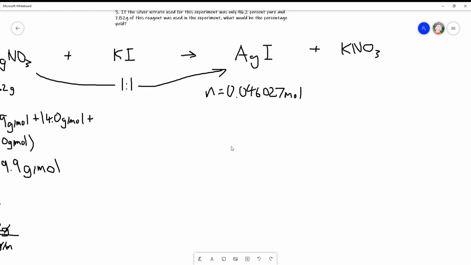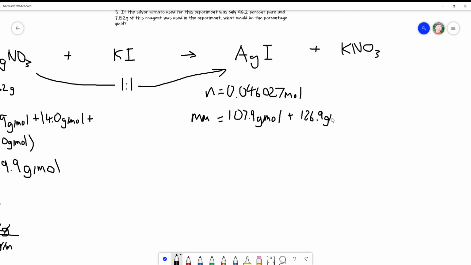And now all we have to do is find the mass of silver iodide. To do this, we need the molar mass of silver iodide. This can be calculated by taking the molar mass of silver, which is 107.9 grams per mole, plus the molar mass of iodine, which is 126.9 grams per mole. And this comes to a total of 234.8 grams per mole.